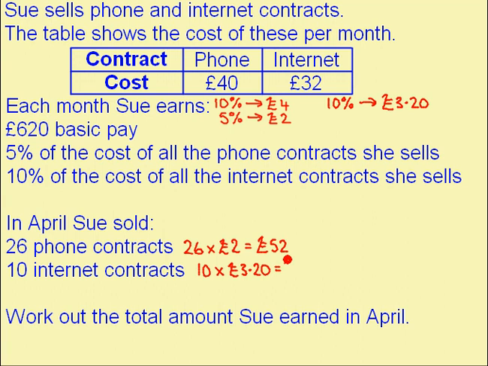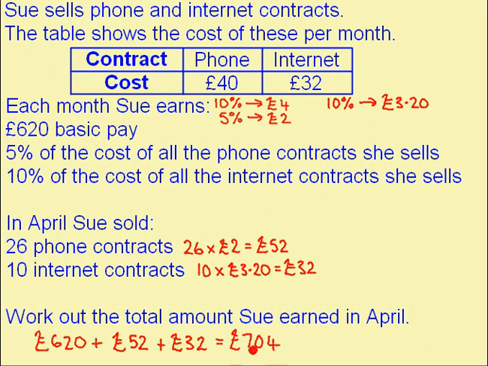And that's £32. So for the total amount, she gets her basic pay, that's £620. She gets £52 from the phone contracts. And she gets £32 from the internet contracts. This all adds up to £704. This is the final answer.